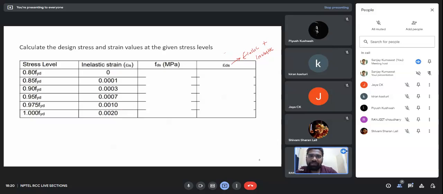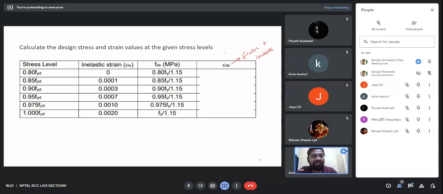So what will be the design stress? The design stress will be nothing but 0.8 times Fy by 1.15. What is Fy? Fy is 550. I have to find the design stress for Fe 550. So these are all the design stresses. You can all use your calculators and find out these values. It will be good if you do this in the live session only.